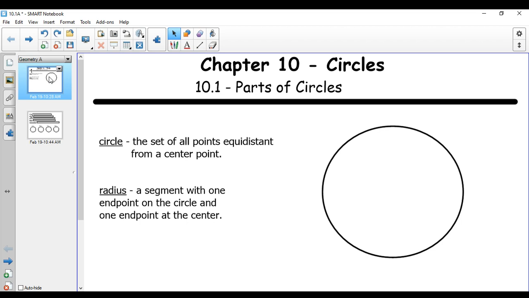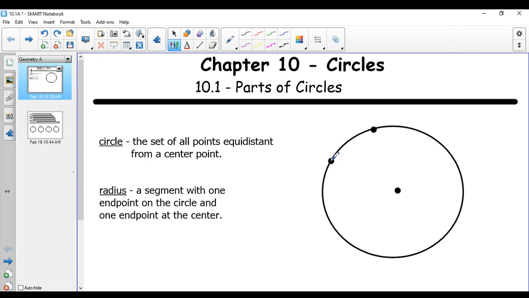We are going to start on chapter 10 today over circles, and we're going to talk about the parts of a circle. So let's start with the definition of a circle. A circle is the set of all points that are equidistant from a center point. So if we take a look at this circle here, we can draw on the center point right about there. And every point on this circle is the same distance from that center point.